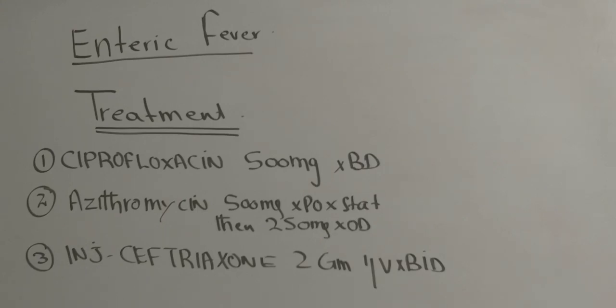The second choice is that we can also use the third generation cephalosporin, which is ceftriaxone. Injection ceftriaxone 2 gram intravenous twice a day. And again, the duration depends upon the severity and the choice of the doctor. So these are the three best options which we have to treat enteric fever.